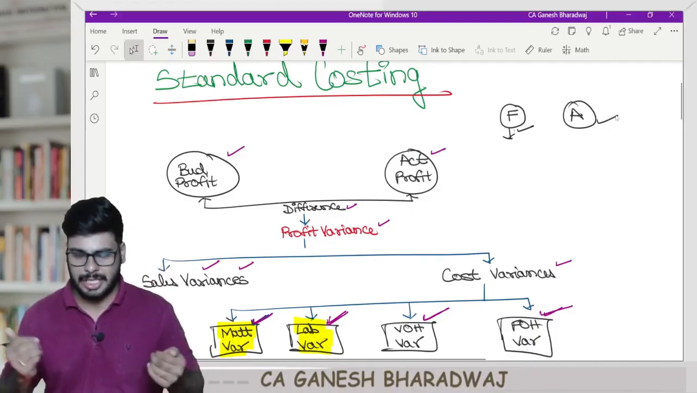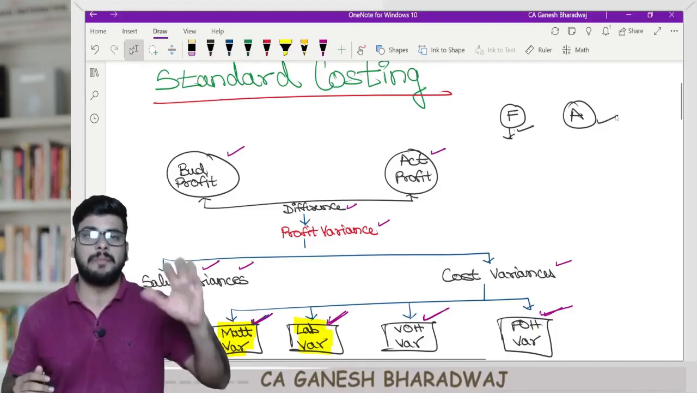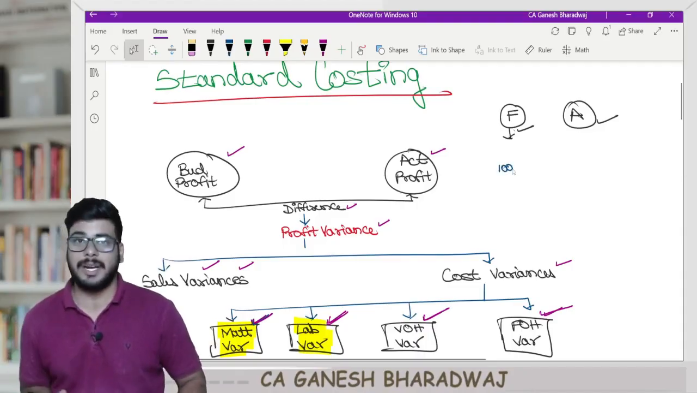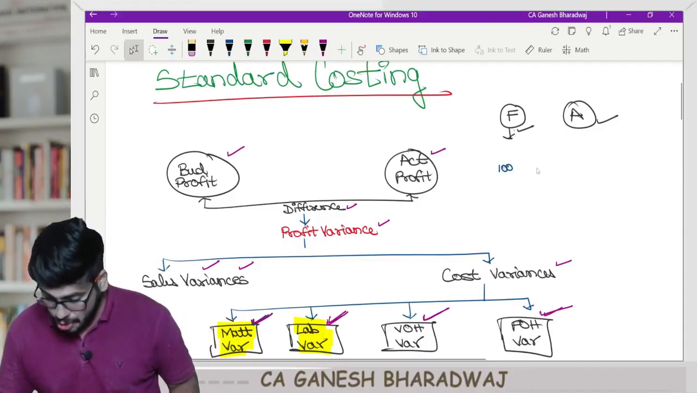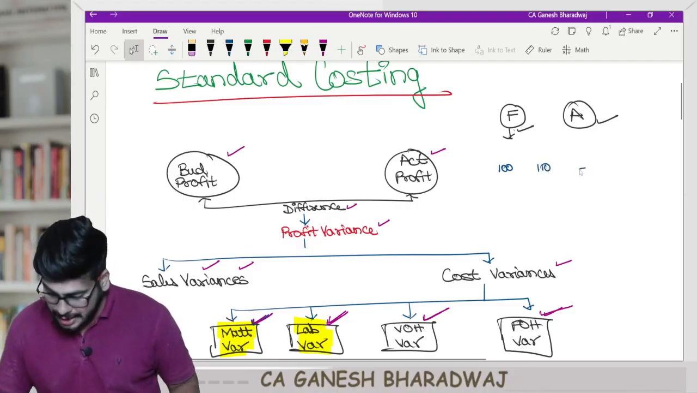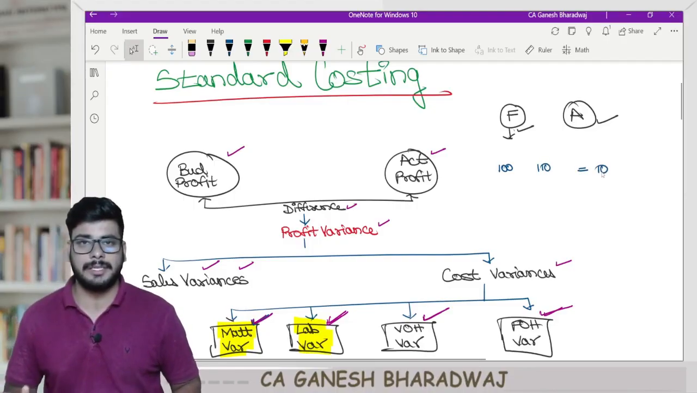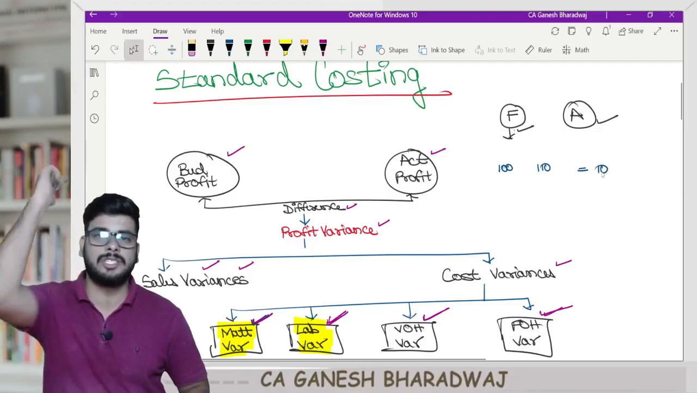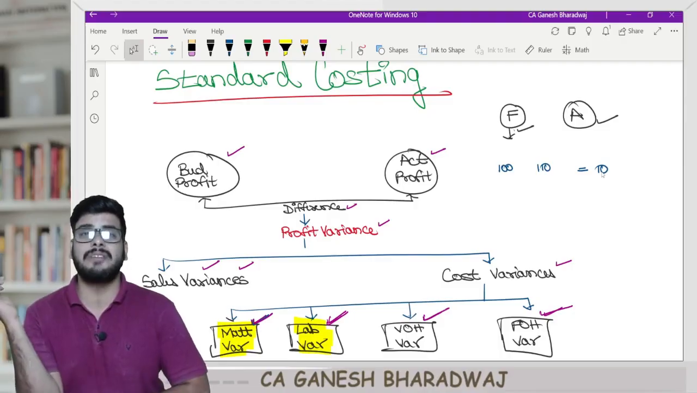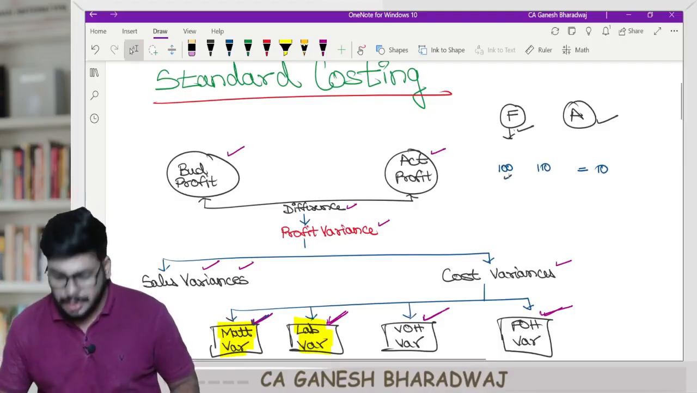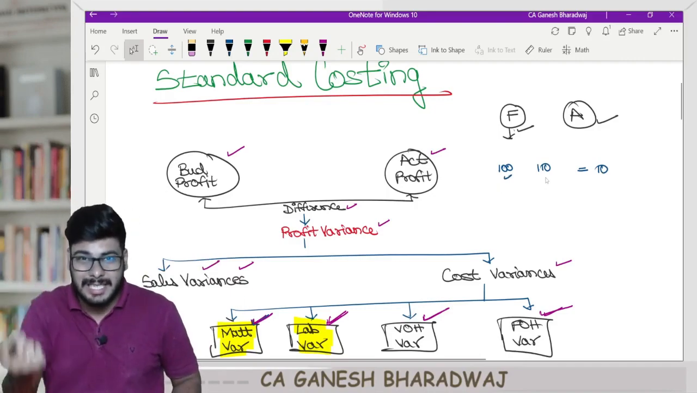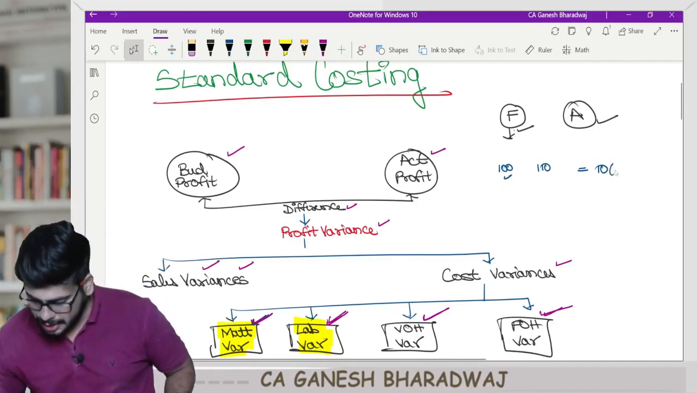Are you clear with this? For example, we are talking about material cost. Let us say you should have incurred 100 rupees standard material cost, whereas you have incurred 110 rupees actual material cost. In this case, there is a 10 rupee variance. But if I just mention 10, it is not sufficient for the purpose of decision making. I should say whether this 10 is a favorable or an adverse variance. You should have incurred 100, you have incurred 110, so you have incurred more cost. This results in reduction of your profit. This is an adverse variance.